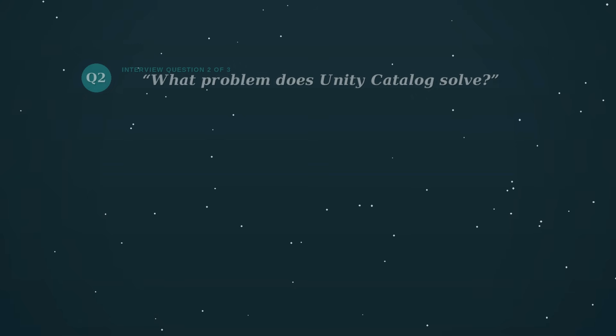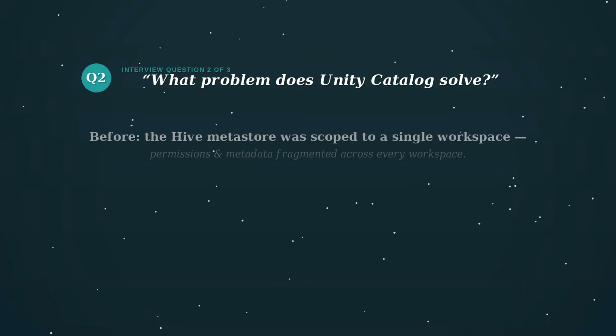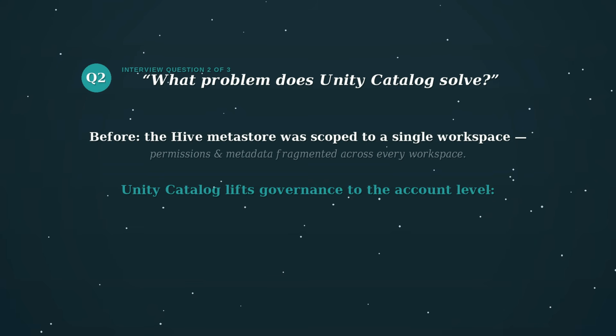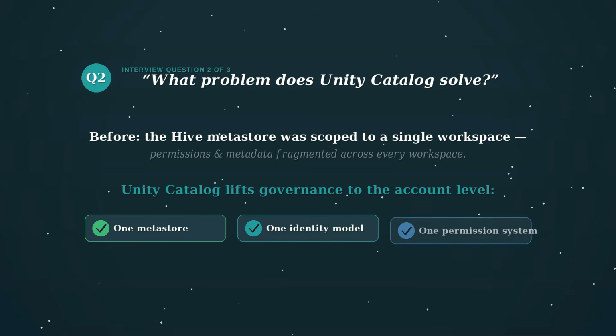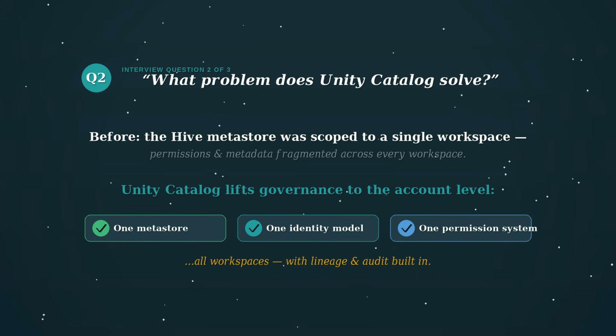Question 2. What problem does Unity Catalog solve? So what would be the strong answer? Before Unity Catalog, governance lived in the Hive metastore, HMS, which was scoped to a single workspace. So permissions and metadata were fragmented across every workspace. But Unity Catalog lifts governance to the account level. One metastore, one entity model, one permission system governing all workspaces with lineage and audit built in.